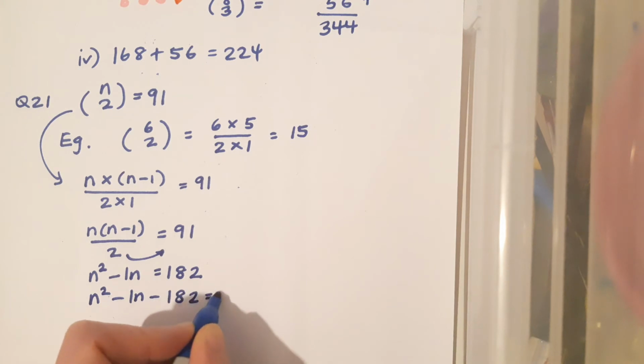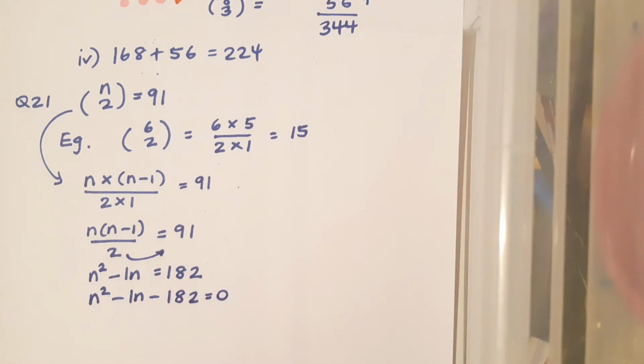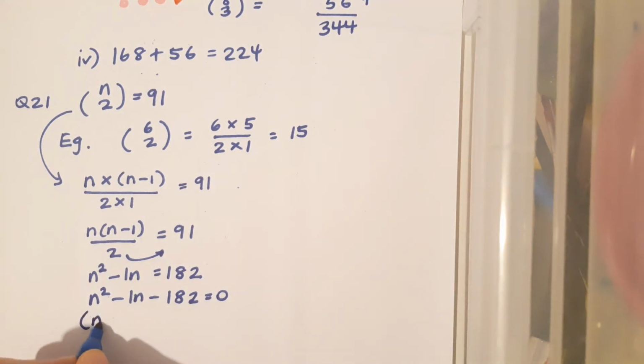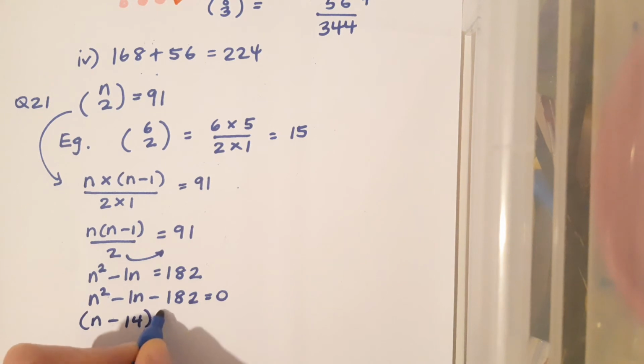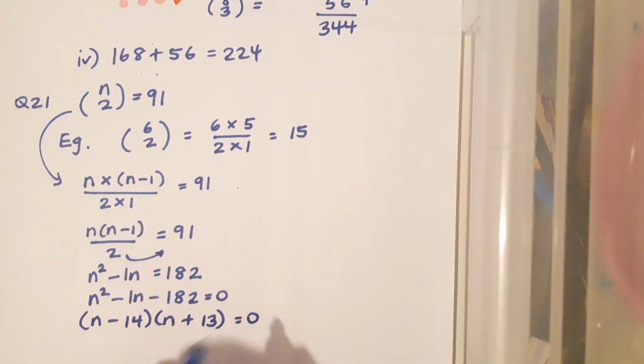And I'm going to be able to factorize this and solve it. So I just have to find factors that will work for this case. And I'm going to end up there with n minus 14 by n plus 13 equals 0. So I get 2 answers for this. I get n equals 14 and I get n equals minus 13.